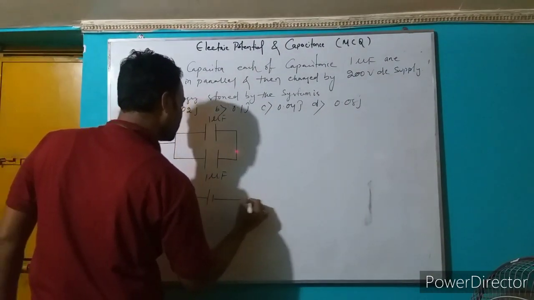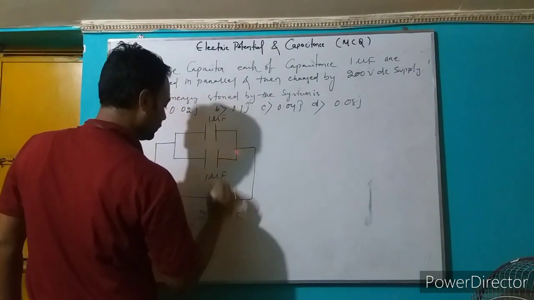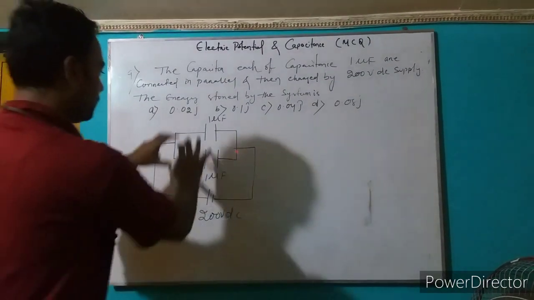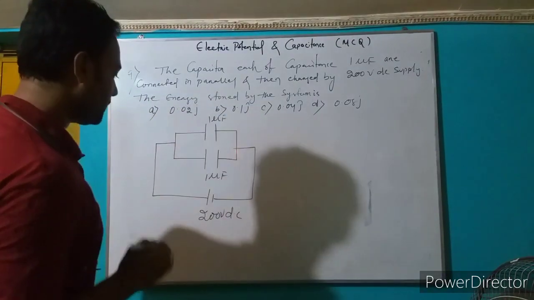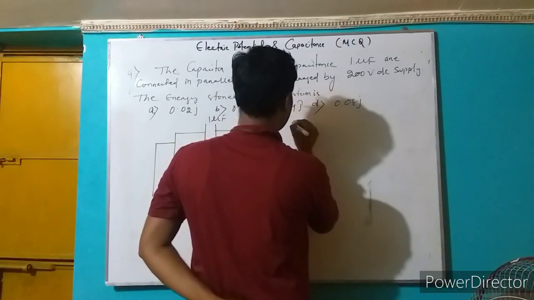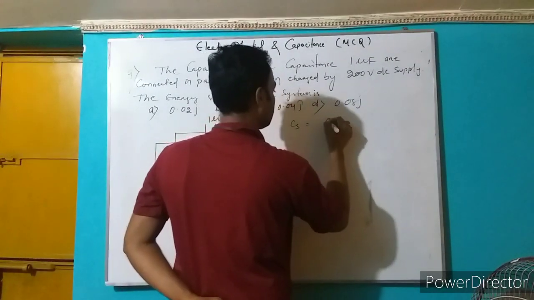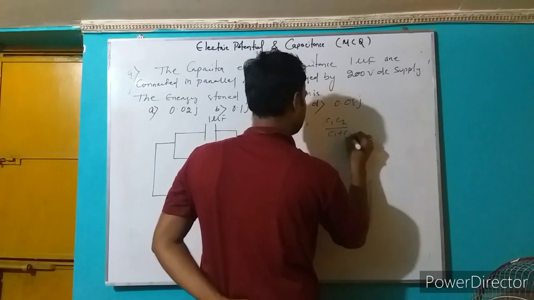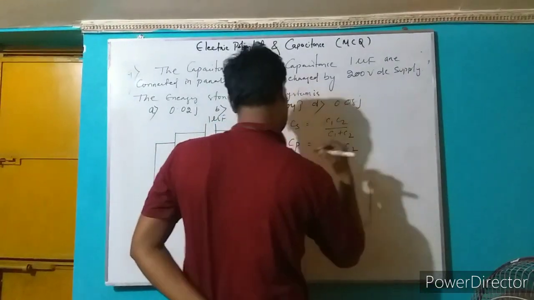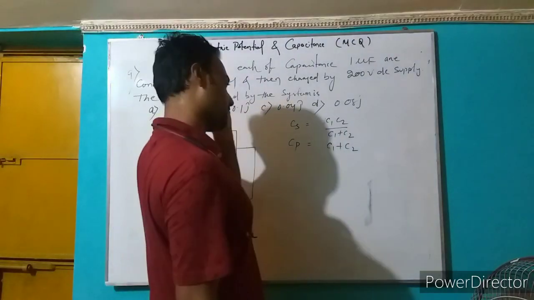They are charged by 200 volt DC. So we are asked how much energy is stored by that system. We know that for capacitors connected in series, 1 by C is the sum, that is C1 C2 divided by C1 plus C2. But Cp, that means capacitors connected in parallel, is given by C1 plus C2, which is opposite to resistance, in series connection as well as parallel connection.